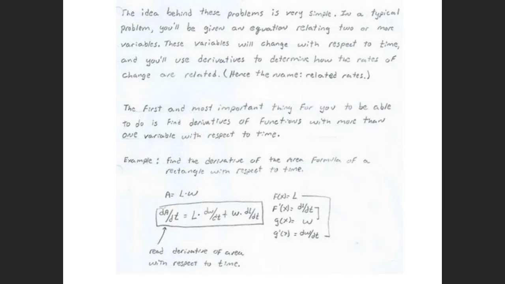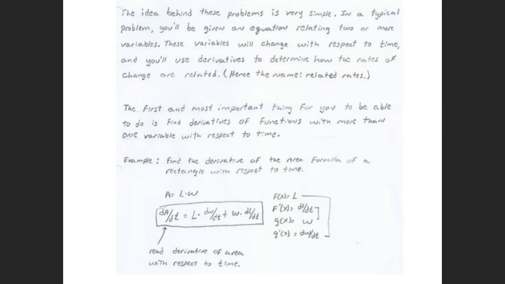The idea behind these problems is very simple. In a typical problem, you'll be given an equation relating two or more variables. These variables will change with respect to time, and you'll use derivatives to determine how the rates of change are related, hence the name related rates. The first and most important thing is to be able to find the derivatives with respect to time.